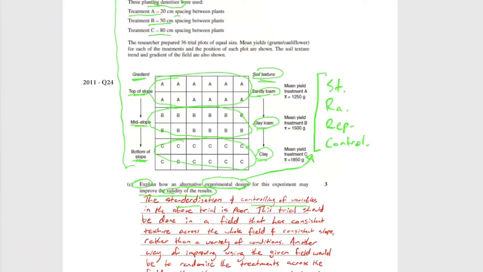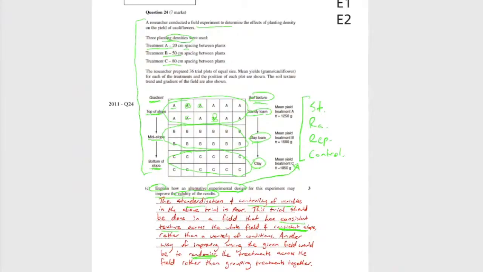Another way of improving, so first of all, they could have used a property that had consistent texture across the whole field and also a consistent slope rather than a variety of conditions. Another way of improving the field would be to use randomization by randomizing these. So you might have had A here and then B, C, C, A, B, or something like that. It might have been randomized here, and that would help alleviate this if this was the area that you had to use, rather than grouping all the treatments together. So that is one way of improving that as well.